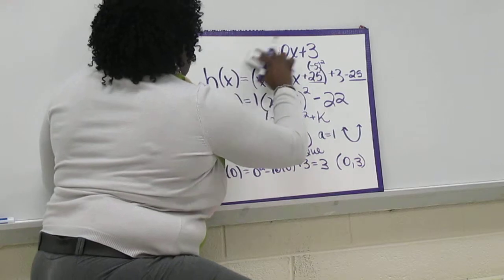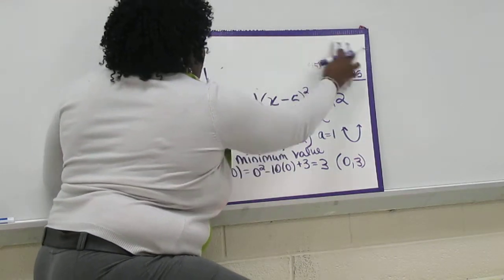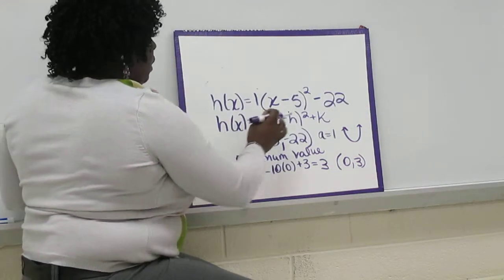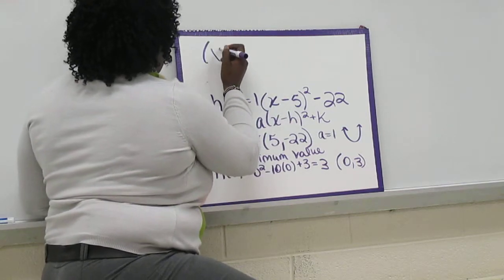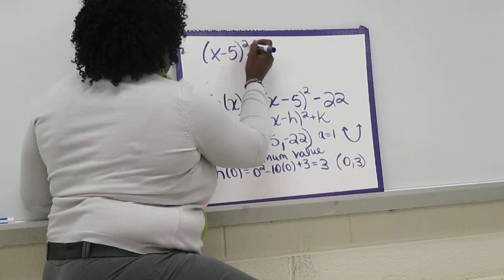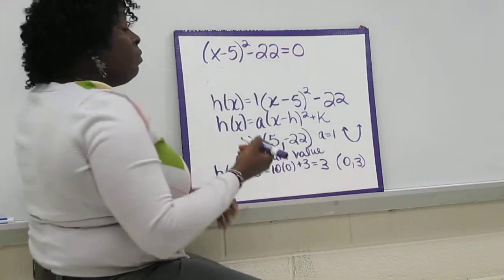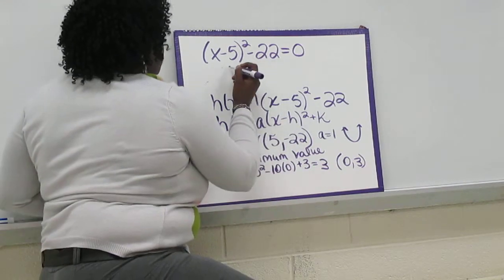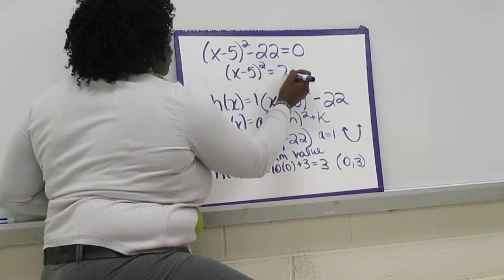We have one more part of this problem. It says find your x-intercept. I'm going to go back and do that right here on top. If I take my vertex form, x minus 5 squared minus 22, and set it equal to 0, because x-intercept is when y is equal to 0, and solve this, that'll be x minus 5 squared equals 22.